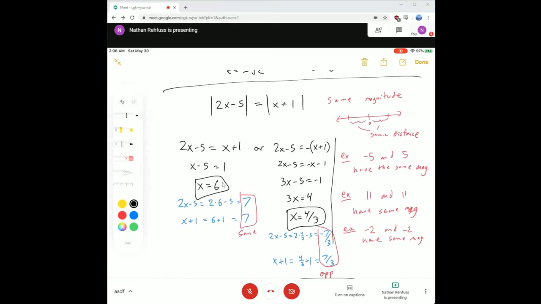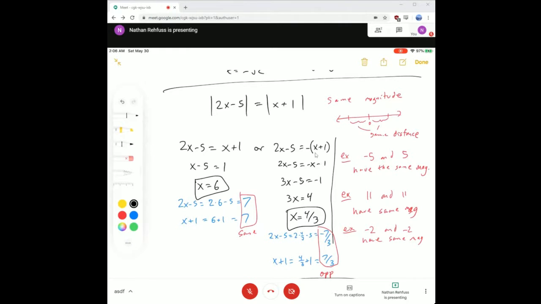So if they have the same value, x is 6. If they have opposite values, x is 4/3. And let's take a look at what that does. If I plug in x equals 6, 2x minus 5 is 2 times 6 minus 5, which is 7. And x plus 1 is 6 plus 1, which is 7. So if I plug in x equals 6, then both of these expressions are worth 7. And of course, 7 and 7 have the same magnitude.